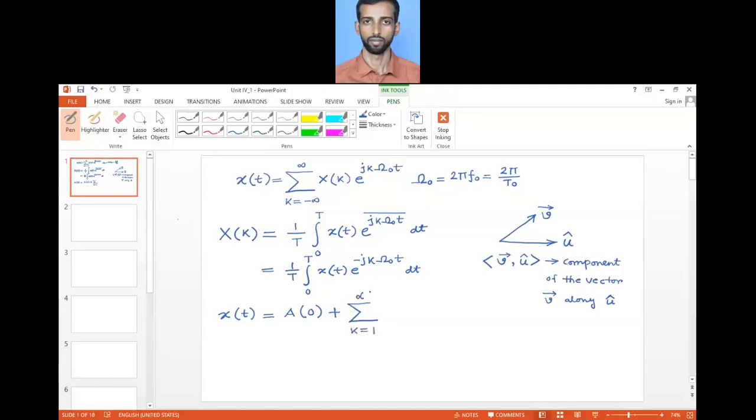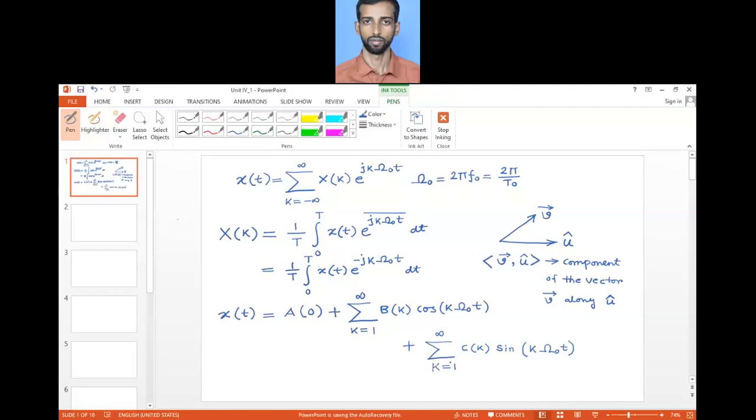And then this can be represented as summation k equal to 1 to infinity b k cos k omega naught t plus summation k going from 1 to infinity c k sine k omega naught t. So instead of finding the component of the signal along e to the power j k omega naught t, we are now finding the component of the signal x of t along cos k omega naught t and sin k omega naught t for varying k.